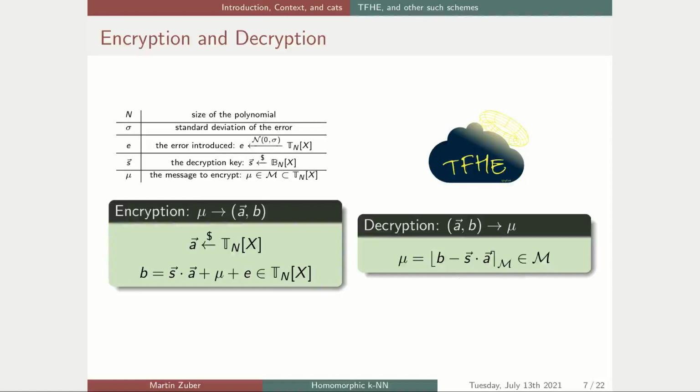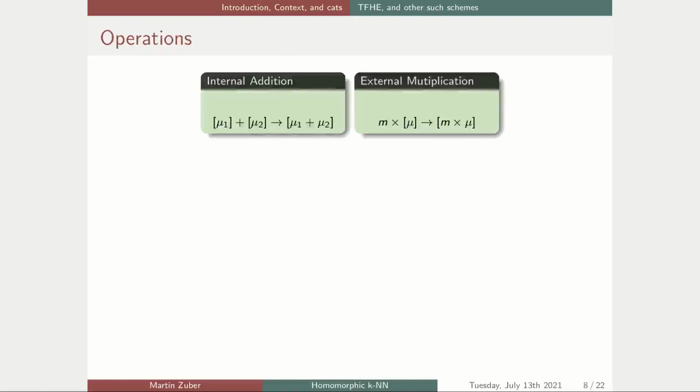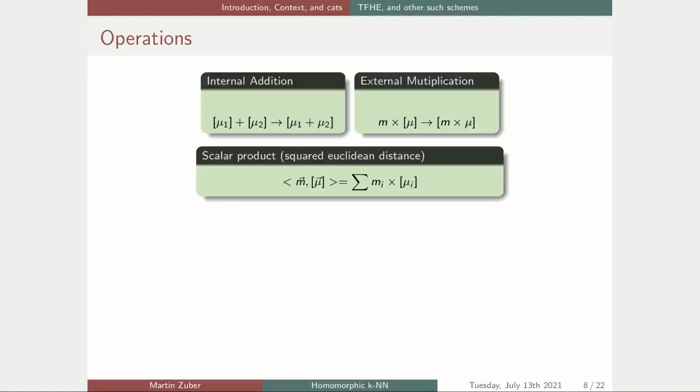That means that at decryption time, the message that is retrieved has to be matched to the closest message in the message space. Now, the operations that we have are internal addition, a ciphertext with a ciphertext, and an external multiplication of an integer clear text with a ciphertext. Both of these give us a scalar product between an integer clear text vector and a ciphertext vector, which is actually a squared Euclidean distance.